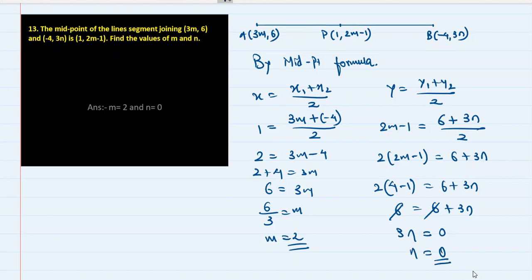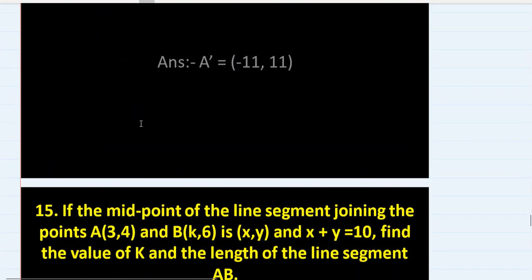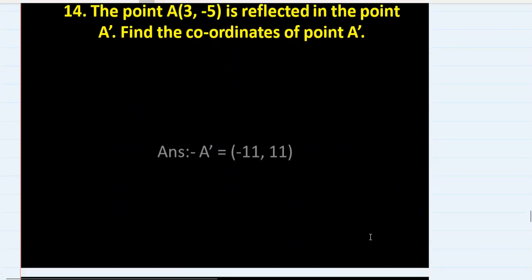So m is 2 and n is 0. That is the final answer, which matches. Easy. Let's go to the next question. Okay, we are coming to the end.